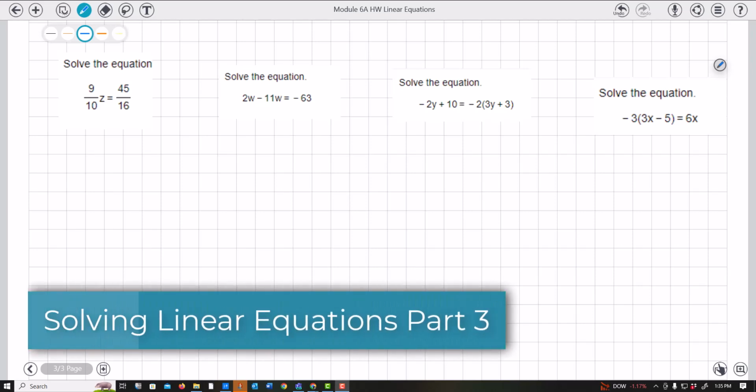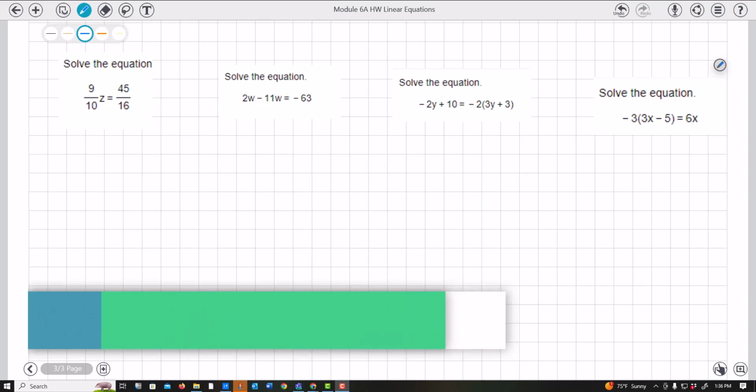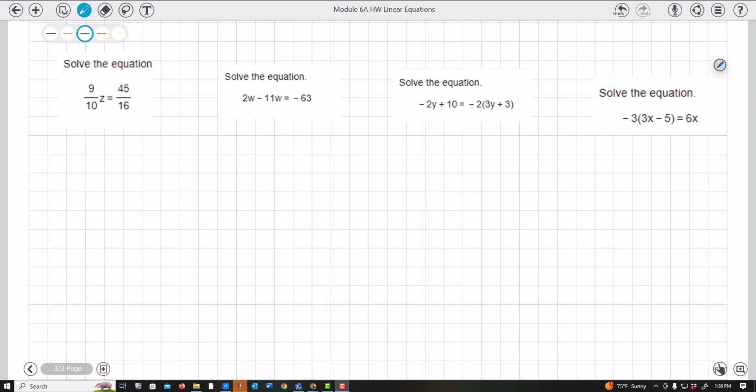All right, more linear equations. When we have fractions like this, I need to isolate z. So I could just simply multiply by the reciprocal, because notice what happens. That cancels, and I end up just with z. But remember, when you do something to one side, you have to do it to the other side.